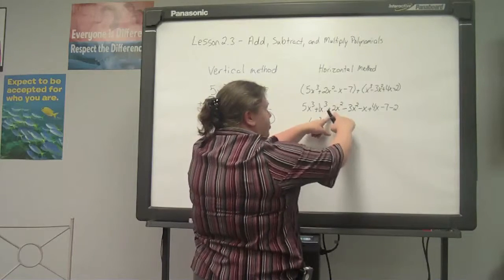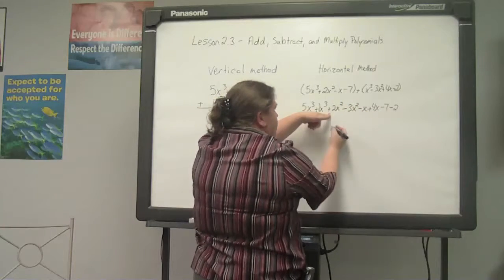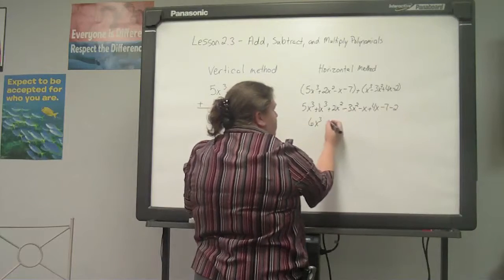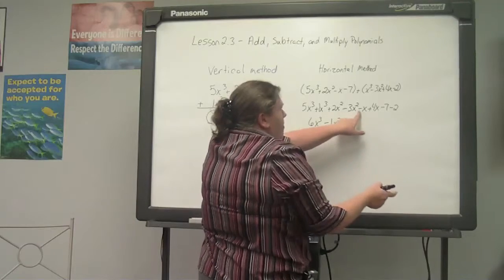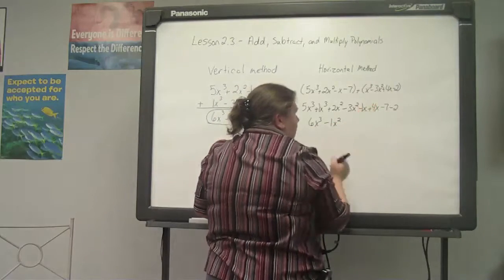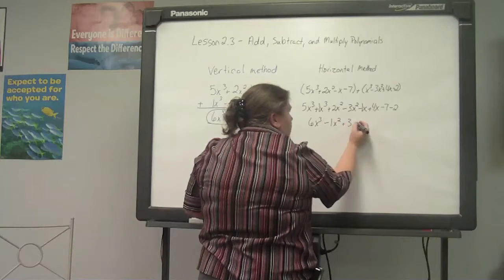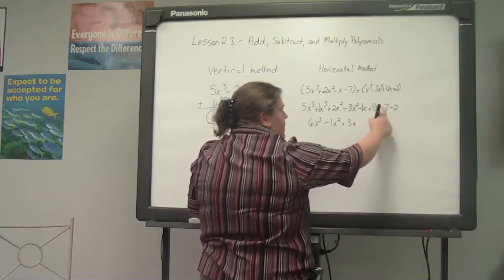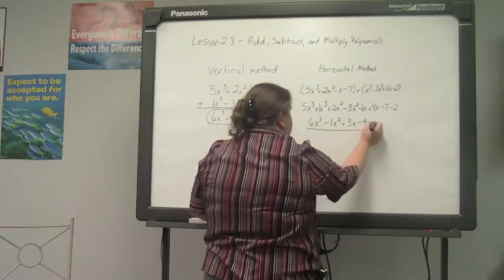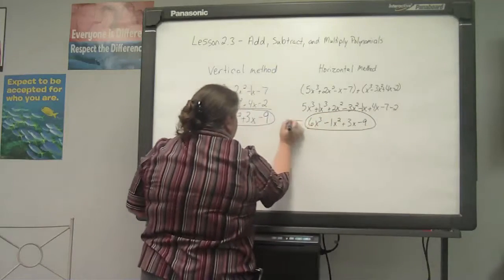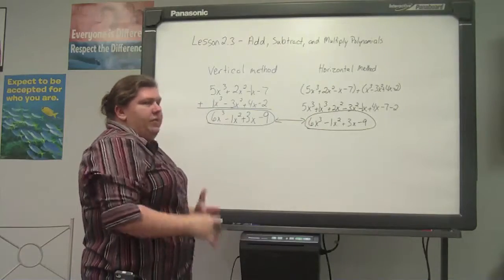I have a positive 2x squared minus 3x squared. Again, we're only working with the whole numbers. So it becomes a positive 2 minus 3 is minus 1, and we keep our x squared. Minus x, which again is 1x, so minus 1x plus 4x is a positive 3, and we keep our x. And then a negative 7 minus 2 is minus 9. So as you can see, both methods get the result in the same answer.